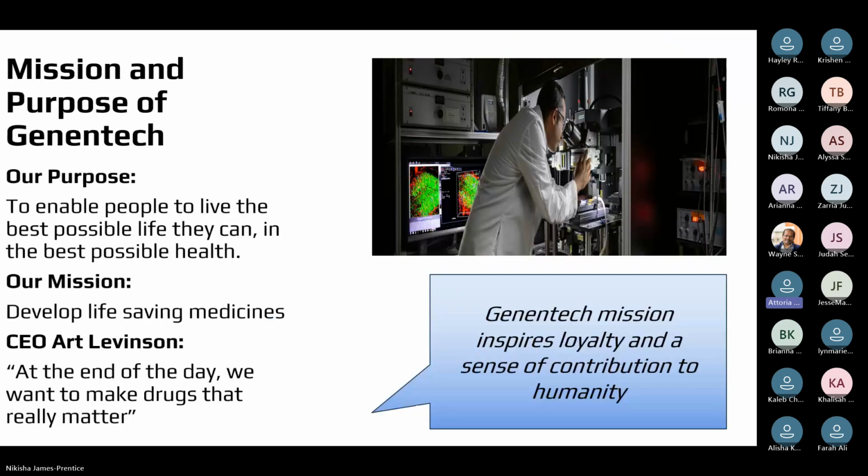Now, to demonstrate how a mission becomes an enduring motivational force in a high-stakes, discovery-driven environment, let's turn our attention to Genentech. Genentech's purpose was to enable people to live the best possible life they can in the best possible health. Their mission was to develop life-saving medicines. According to the CEO, Art Levinson, at the end of the day, we want to make drugs that really matter. This example shows how mission gives employees a sense of contributing to humanity, not just making money, but saving lives.